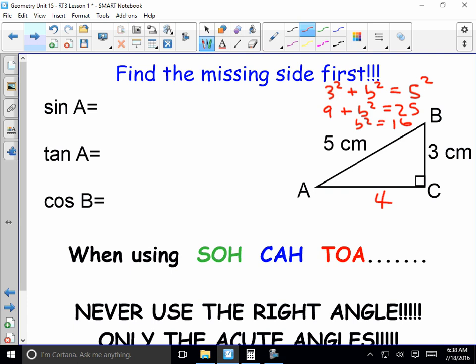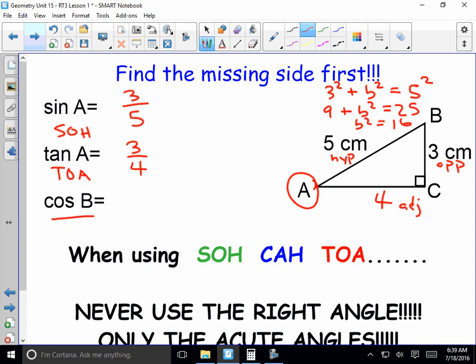We're standing at A. Okay, so remember, label where you're at, and then set up your opposite, hypotenuse, adjacent. So if I'm standing at A, sine is SOH. Okay, so I need the opposite length, 3, over the hypotenuse of 5. Tangent, TOA, okay, for our TOA. So for A, I'm standing at A, I need the opposite over the adjacent.